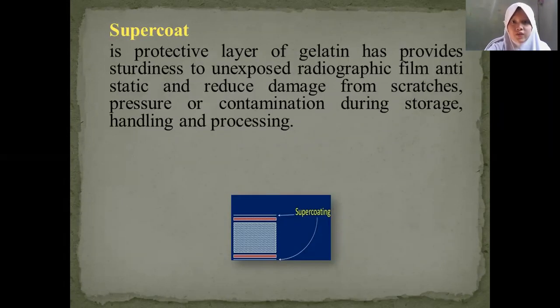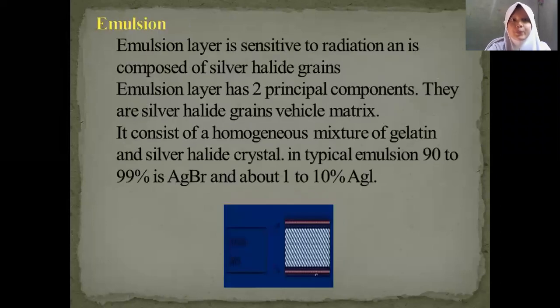Supercoat is a protective layer of gelatin that provides sturdiness to unexposed radiographic film, is anti-static, and reduces damage from scratches, pressure, or contamination during storing, handling, and processing.